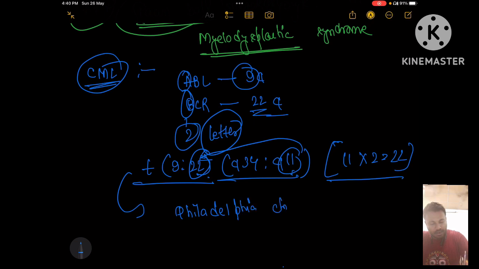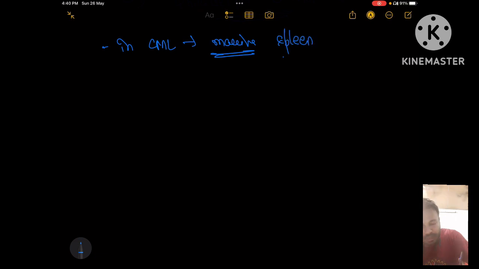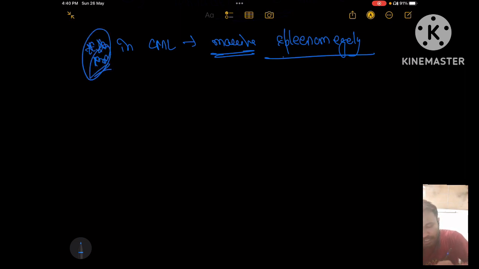Philadelphia chromosome. So it is a Philadelphia chromosome, and it is a catch point in CML. In CML we can see massive splenomegaly. It is a very important point for NEET PG. In CML, we can see massive splenomegaly.